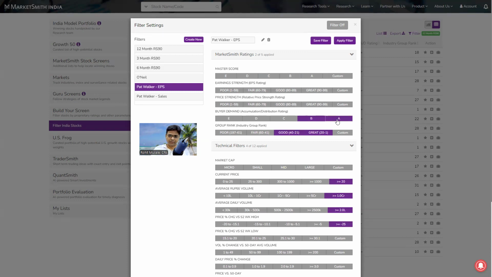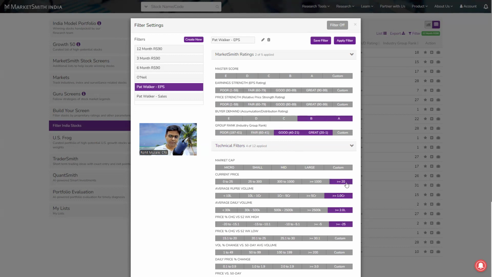The first filter, institutional demand. The buyer demand should be A and B. So by the way, this is MarketSmith India website. I use this website to filter stocks. So buyer demand is A and B, means there is good institutional demand for these stocks. Group rank should be between 1 and 40. So there are total 197 industry groups as per MarketSmith. I only want to look at top 40.